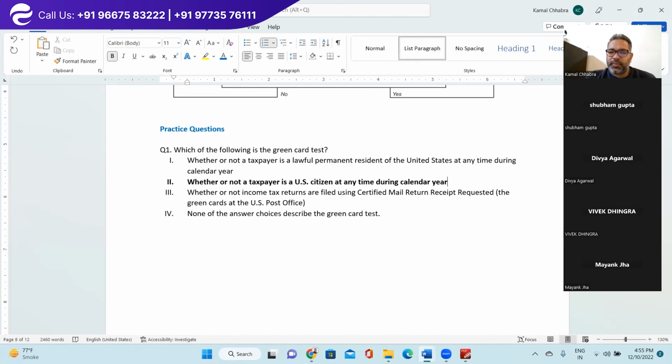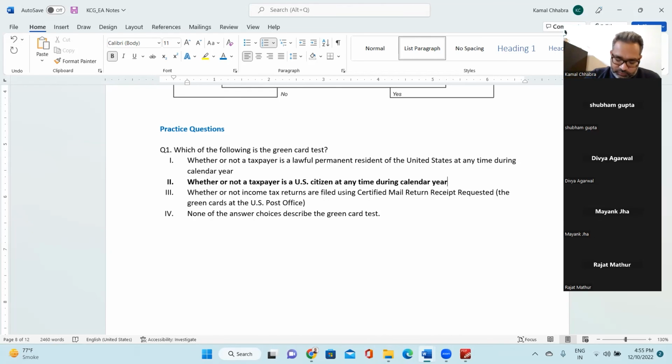Yeah, Rajat, Garima, Divya, what's your thought? So this green card test is not for the visa purpose, but is for considering whether it means a resident. What is the green card test? Is it like a resident of the US or a non-resident alien? What is the condition asking? Yeah, so it means filing of return as a resident or non-resident.